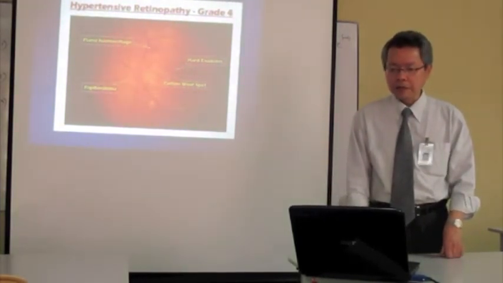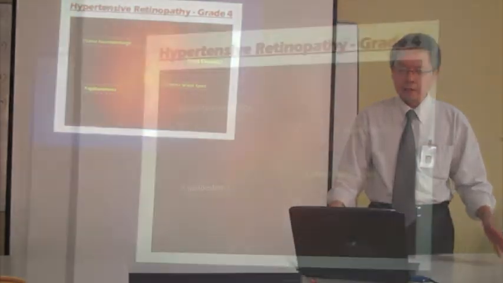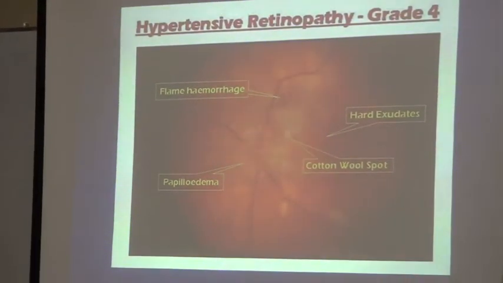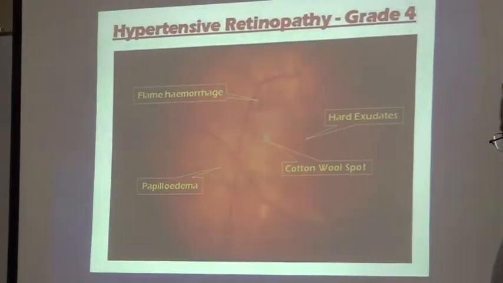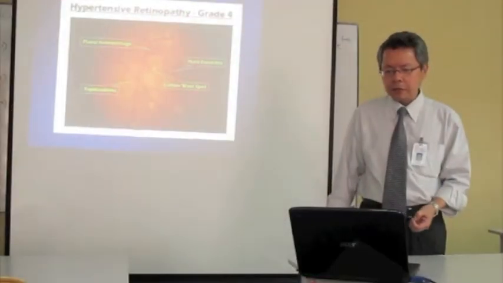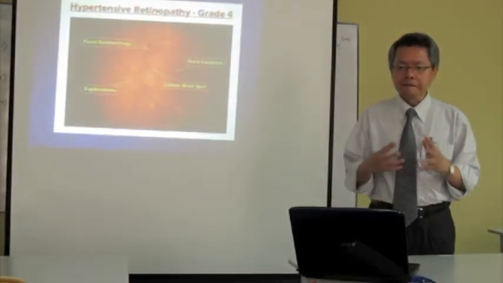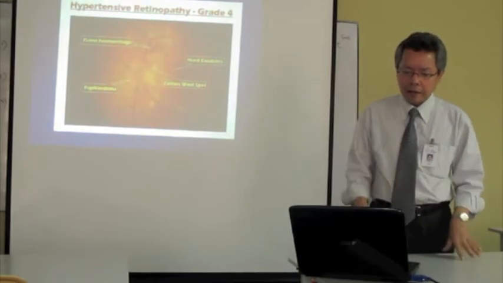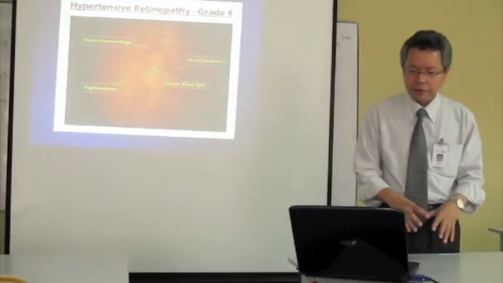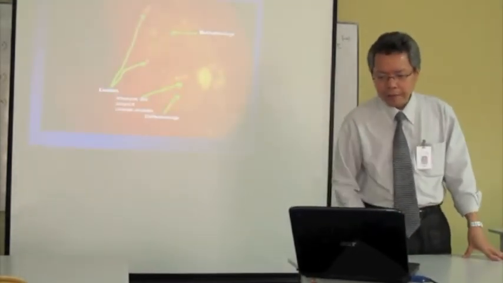You've got hemorrhages in the eye, in the retina. You've got the formation of exudates, or lipid being expressed out of blood vessels. You've got cotton wool spots, or areas of infarction in the nerve fiber layer, and you have papilledema, which is swelling of the optic nerve head.